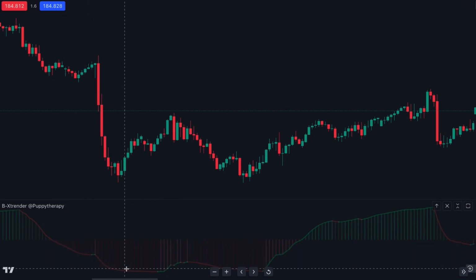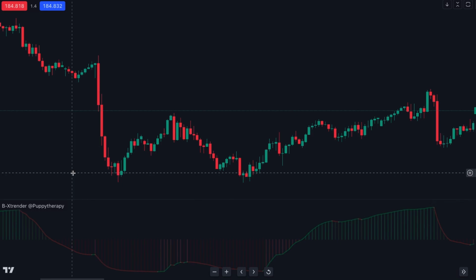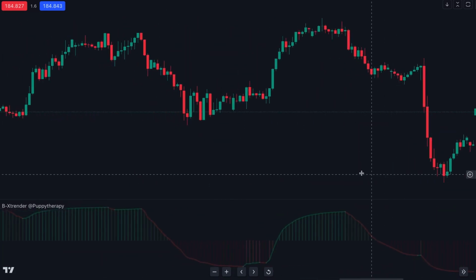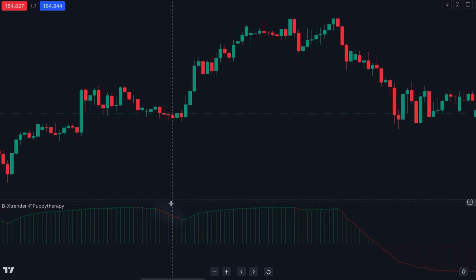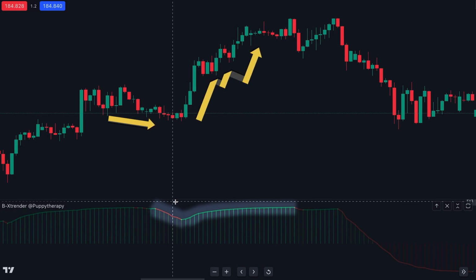This aspect of the indicator will be used to determine the direction we will be taking trades in at any given time. If I zoom in on the oscillator, and if you look above the histogram, you can see that there is a line there that plots either red or green to indicate if the trend is in a retracement or if the trend is strong.